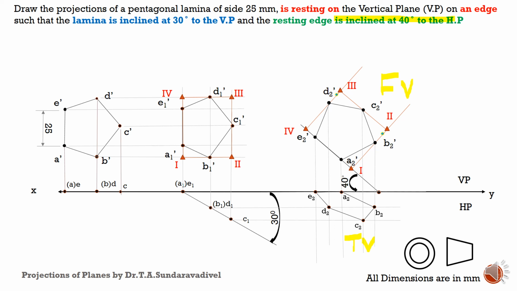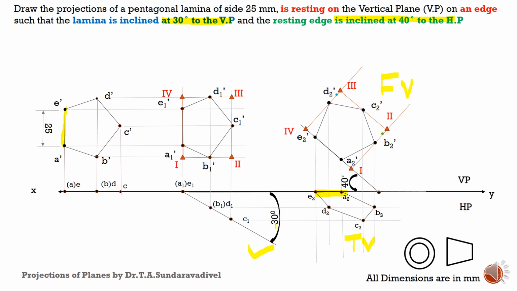After finishing, please ensure that all the conditions given here are solved. One: the lamina is inclined at 30 degrees to VP. From here we can say that the lamina is inclined at 30 degrees to VP. Similarly, it is resting on an edge on VP, so one of the edges is touching VP. Here we can see that the edge AE is touching VP. The total space above the XY line is VP. So AE is touching VP.